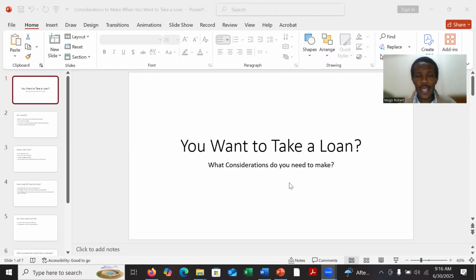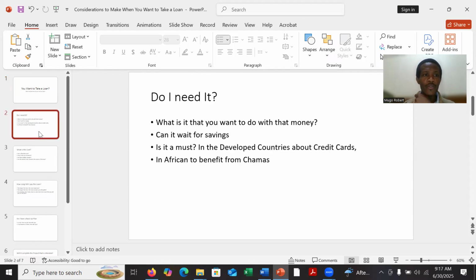Today, I want us to learn about the considerations that you need to make if you want to take a loan. You will allow me to do a slide presentation so that we can learn more. And the first consideration that we need to make, we need to ask ourselves, do I need this loan?